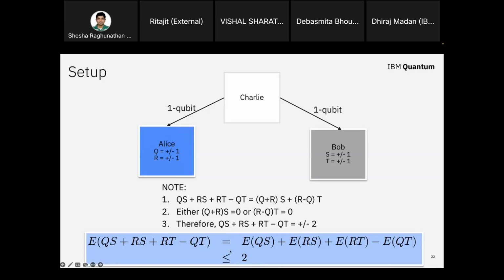Now, what is implicit in this setup is that if local realism is true, then it will necessarily honor this rule, because there is no other communication other than the measurement and you get the result. Right? There is nothing else happening here.